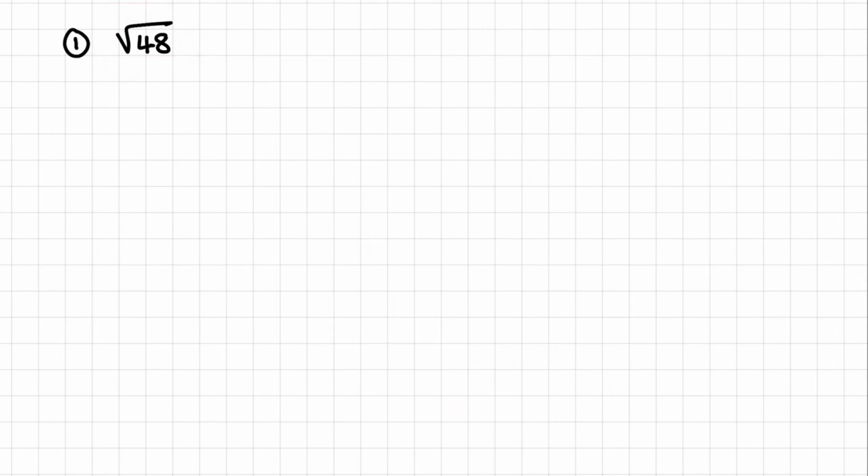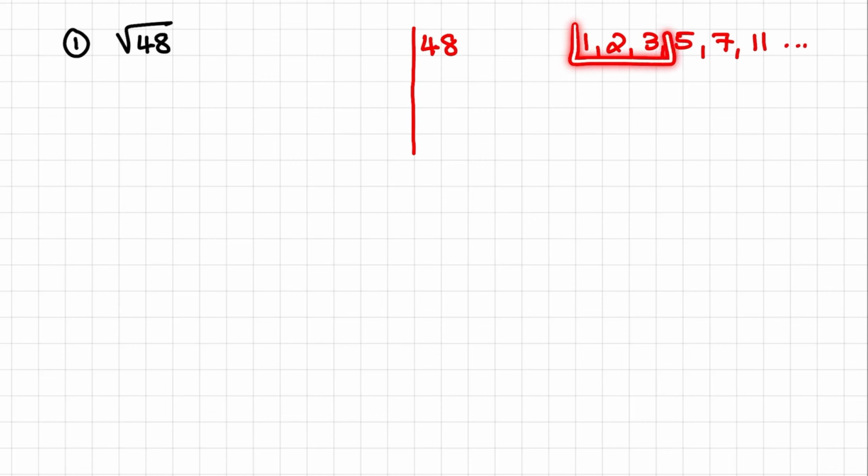So let us say we have 48, and we want to consider prime numbers that multiply into 48. If you consider prime numbers, we have 1, 2, 3, 5, 7, 11. And out of these, we can see that 1, 2, and 3 are factors of 48, meaning they can multiply into 48. So if I take 48 and divide it by 3, I have 16. Now notice that 16 is a perfect square number. That means that the square root of 48 can be written as the square root of 16 times 3.